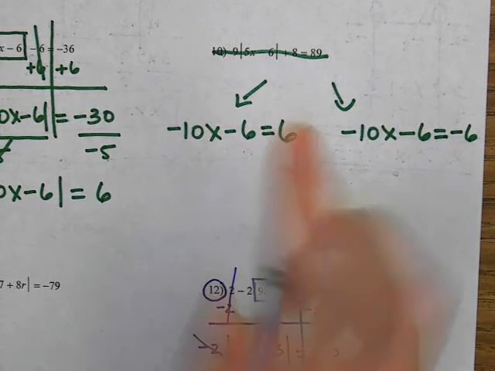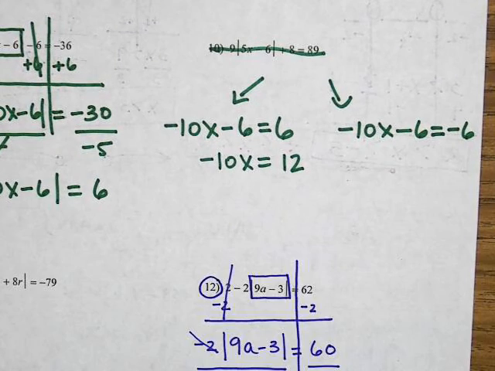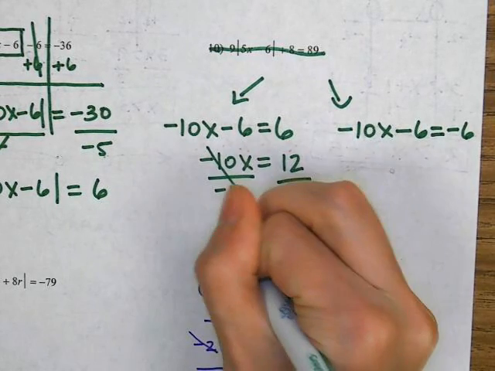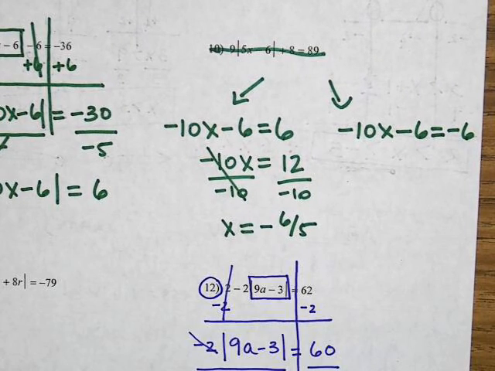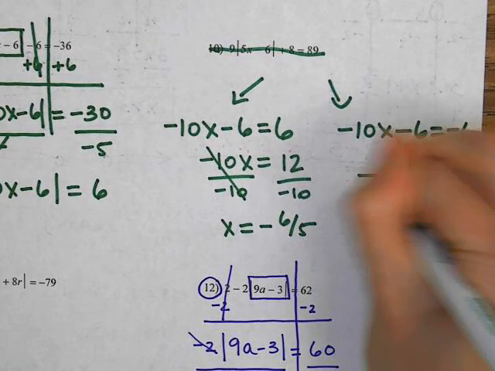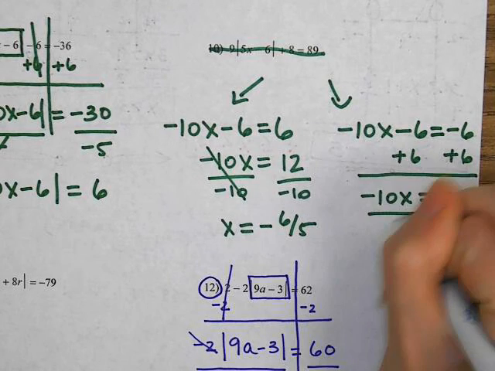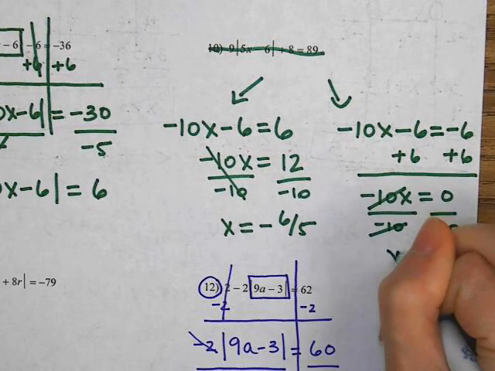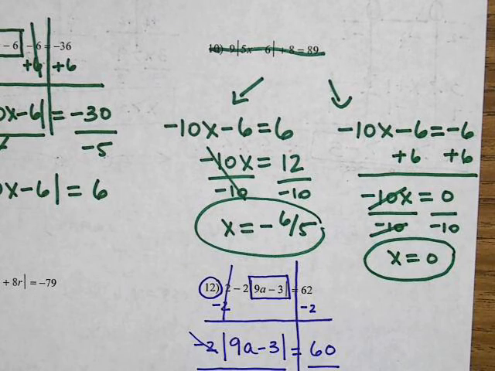So add 6, we get negative 10x equals 12. Divide by negative 10. If you reduce that, you get negative 6/5. And then this side, add 6, we get negative 10x equals 0. Divide by negative 10. Well, you guys know 0 divided by anything just stays 0. So here are our two answers, negative 6/5 and 0.